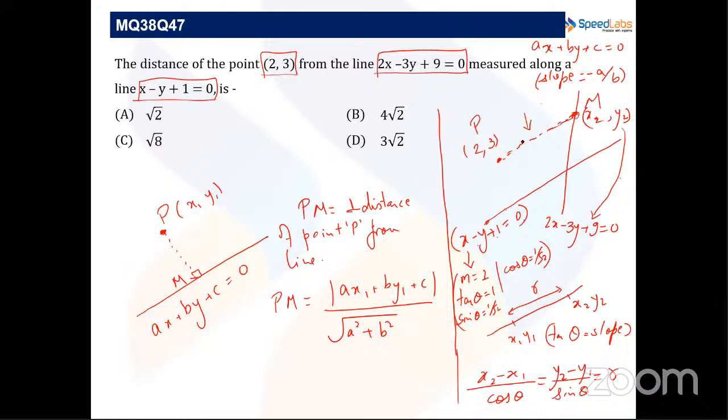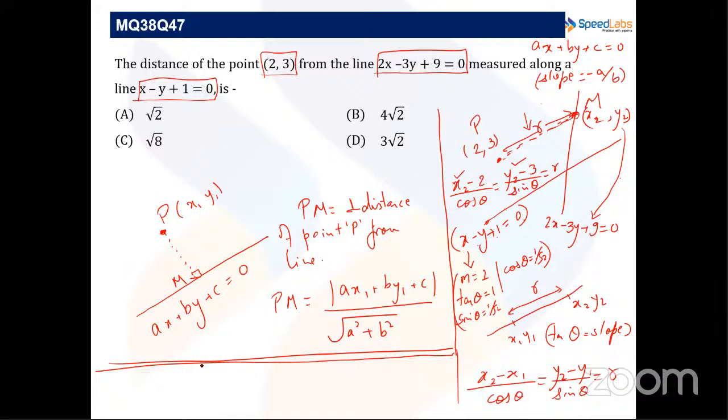Now applying the same concept here, we get (x2 minus 2) upon cos theta equals (y2 minus 3) upon sin theta equals r. R is the distance. So from these two equations, we can find the values of x2 and y2. I am writing these two values down here. So x2 will be r cos theta plus 2 and y2 will be r sin theta plus 3.